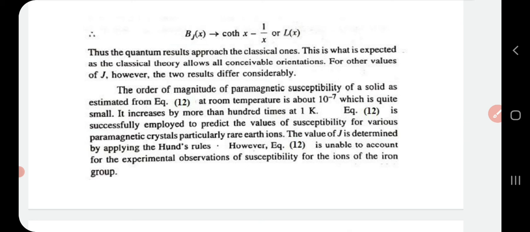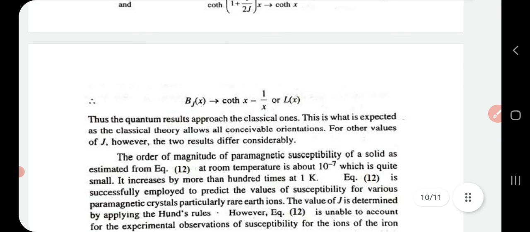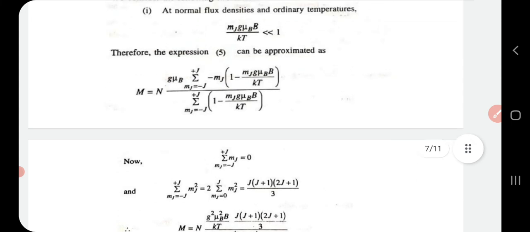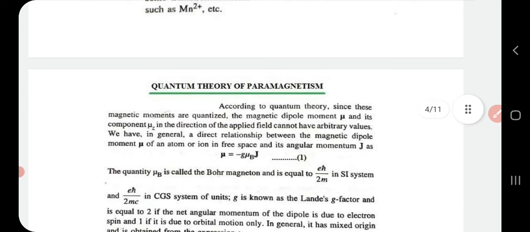However, equation 12 is unable to account for the experimental observations of susceptibility for the ions of the iron group. Equation 12 is valid only in the case of paramagnetic materials. That is, it is used only for evaluating the susceptibility of paramagnetic crystals, but it is not found successful in the calculation of susceptibility for the ions of the iron group. So in this essay, we can write from the very beginning.